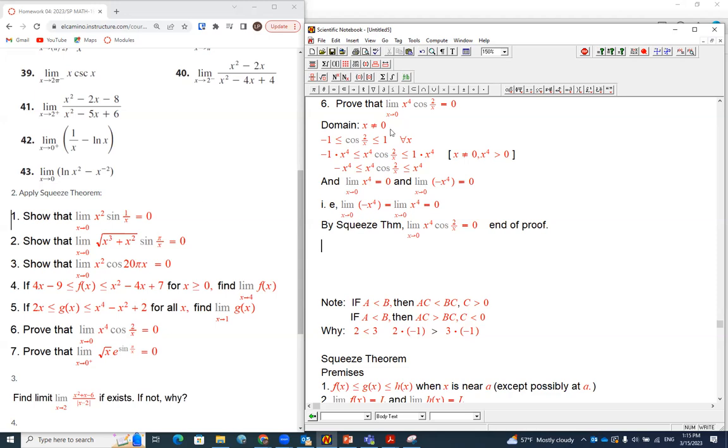Okay, so that can be the proof for number 6. And I hope this gives you a sufficient guideline to be able to do the rest of them.